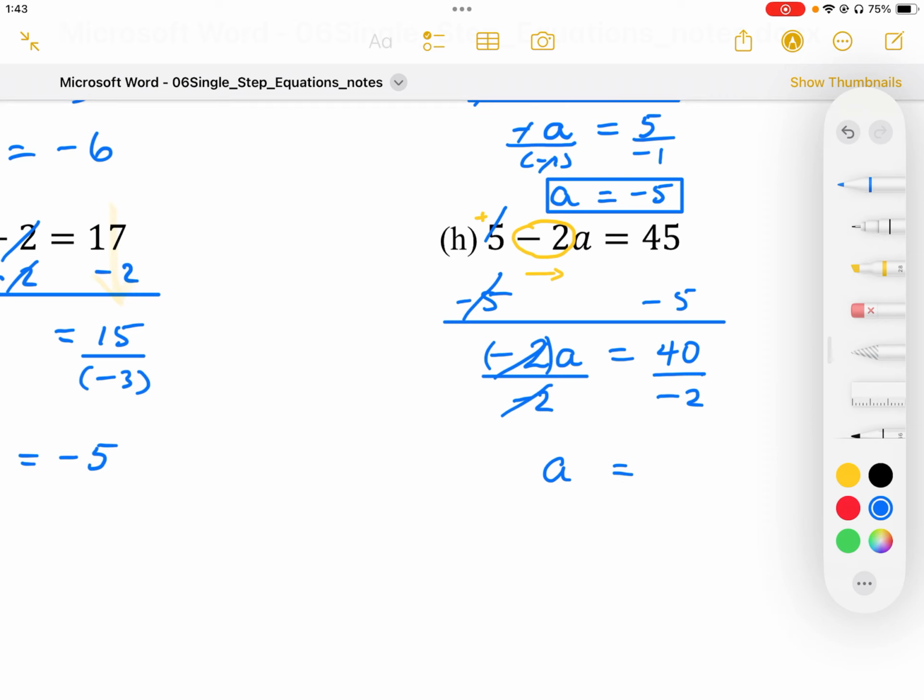So on the right-hand side, I have 40 divided by negative. That's only one negative, so my answer is negative. 40 divided by 2 is 20. So my answer is A is equal to negative 20.